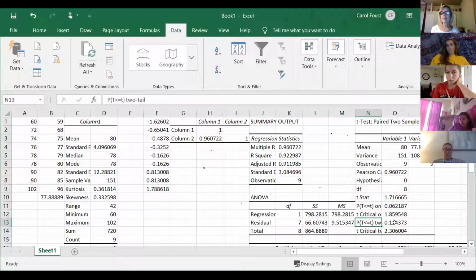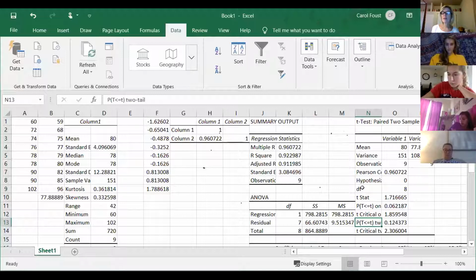I'm also seeing that my calculated t is smaller than my critical t. It needs to be larger if there's a difference. So I know there's no difference, and there wasn't even a difference at a 1-tailed test either. So there's no difference between the midterm and the final for this array of data. Okay, so it's comparing these 2 means, the 80 and the 77.8.